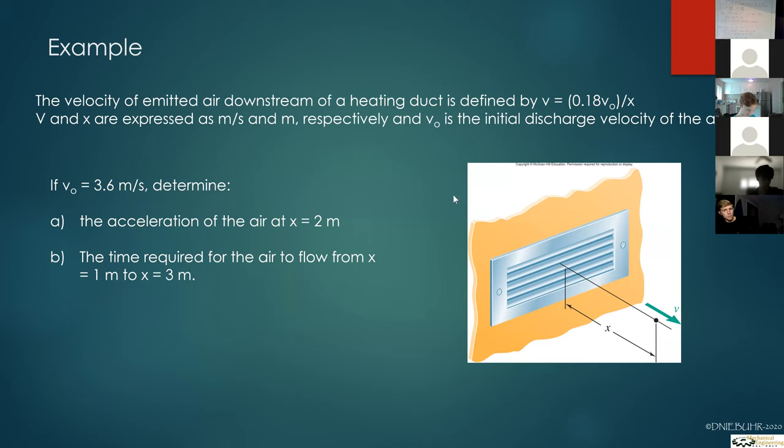All right, I did want to get to this one. Here we have an airstream, air going out of a heating duct, and we're given its velocity as a function of position. We want to solve for the acceleration of the air when it's 2 meters away from the duct, and we assume the duct is position zero, and the time required for the air to flow from x equals 1 meter to x equals 3 meters.